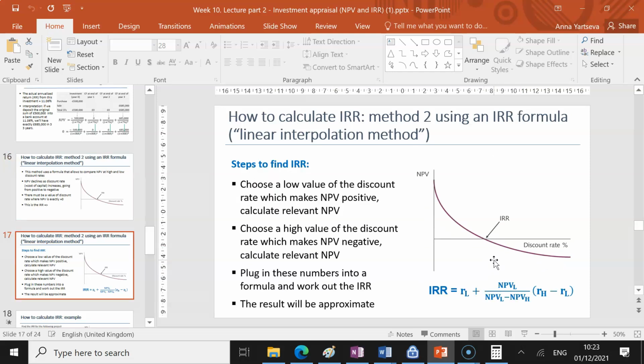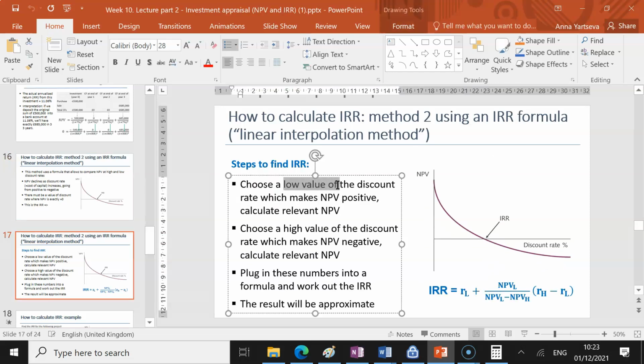You select 2 values, one low value for the discount rate. A low value would generate a point somewhere at the top part of the graph where net present value is positive. You also select a high value for the discount rate. Just guess. Just get any number, 20, 15, 10, whatever you feel is appropriate. You need to find a discount rate which would make your net present value negative. Some point somewhere here. Calculate net present values at both high and low discount rates, and then plug all of these numbers into this formula.